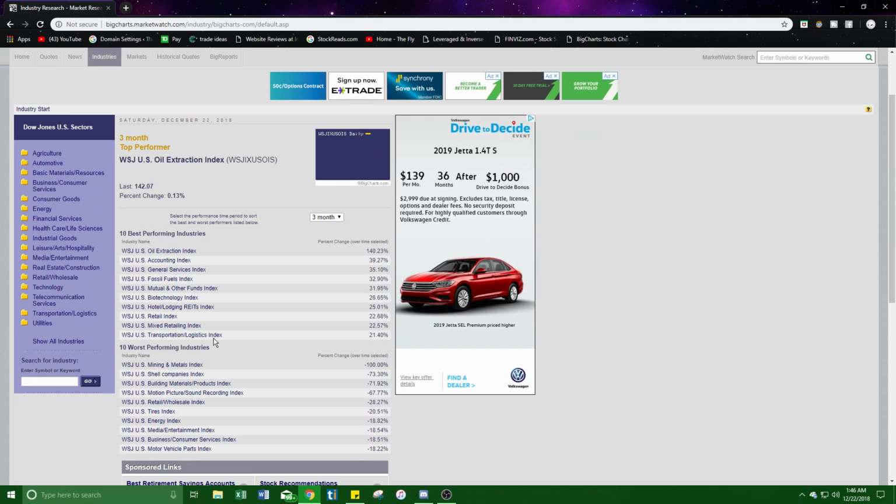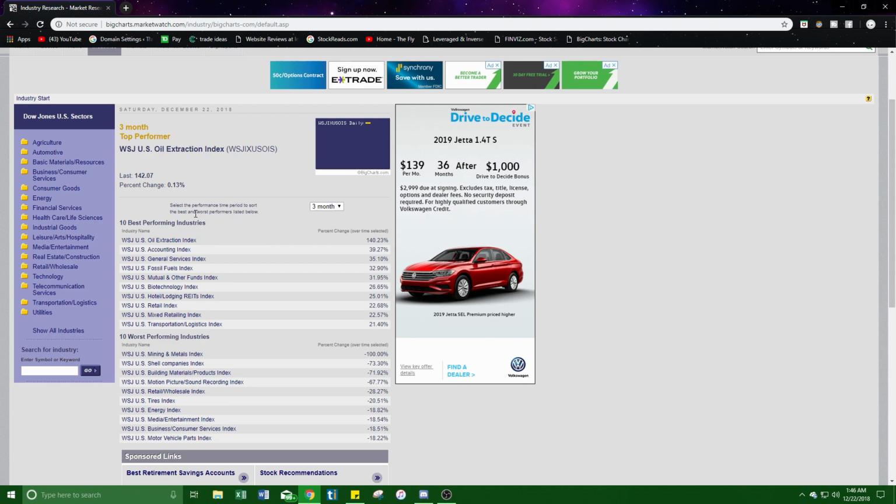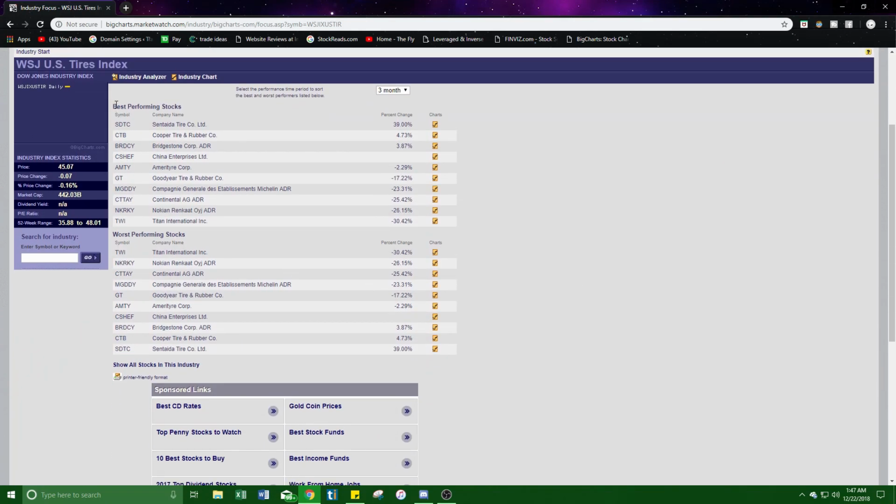Let's click on these. So you've got going back 3 months on all these statistics here on the retail, tire index, energy index, and motor vehicle parts index. And you can go back from a week to 5 years or year to date. Let's click on one of them. Let's click on tires index. And then you got all the tickers here that are in the tire index. You got a chart you could click on if you wanted to open it up.